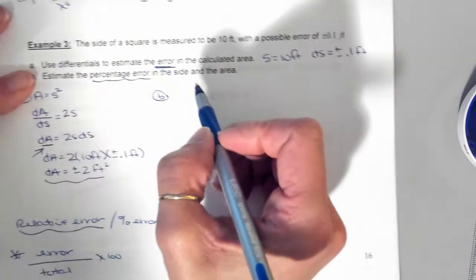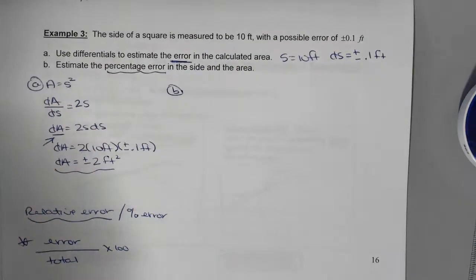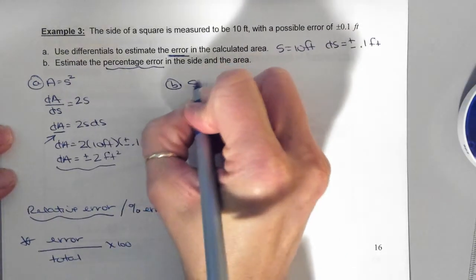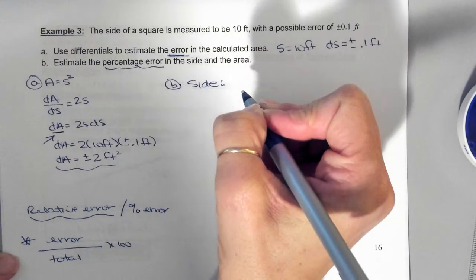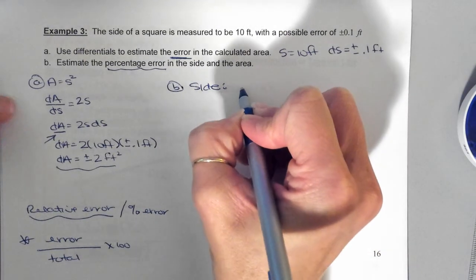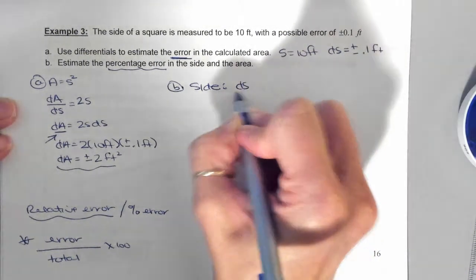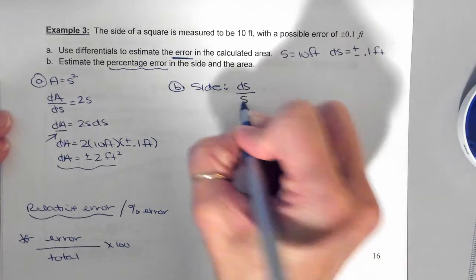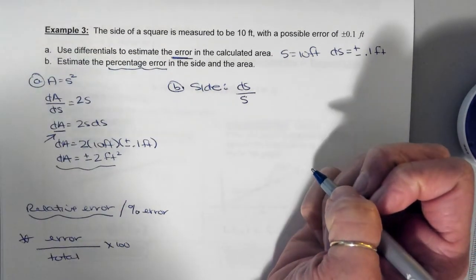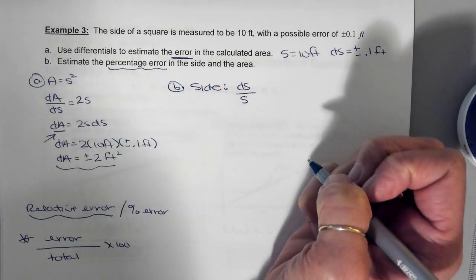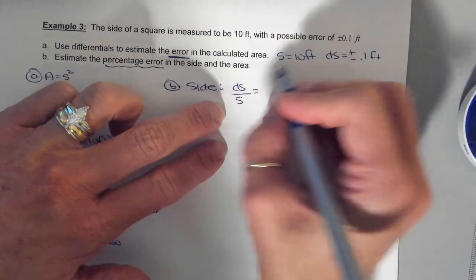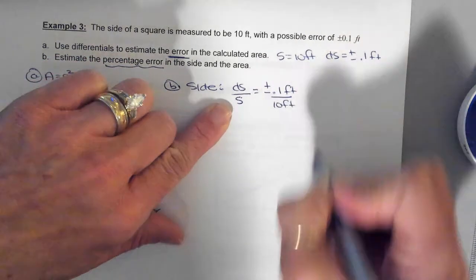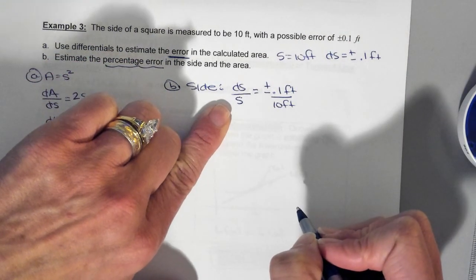So to estimate the percentage error, first of all, we need to find the relative error, and then we'll multiply that by 100. So we're looking for the error in the side first. So this is for the side. That means we need to take the error, or the possible change, which is ds, and divide it by the total, which in this case, if we're talking about the side, is the total length of the side, which would be s. This is just a general formula. Well, we know ds, right? And we know s, so let's plug them in. So ds is plus or minus 0.1 foot. s is 10 feet. What's 0.1 divided by 10?